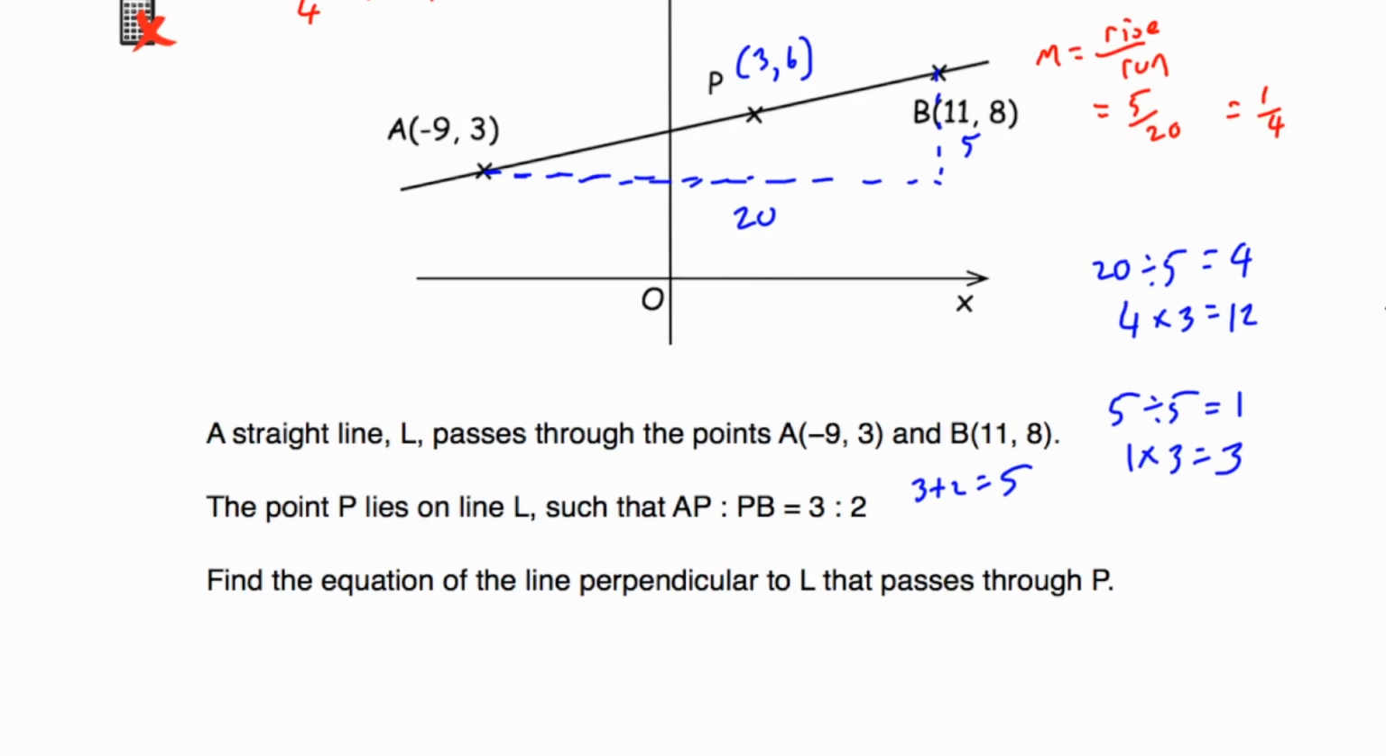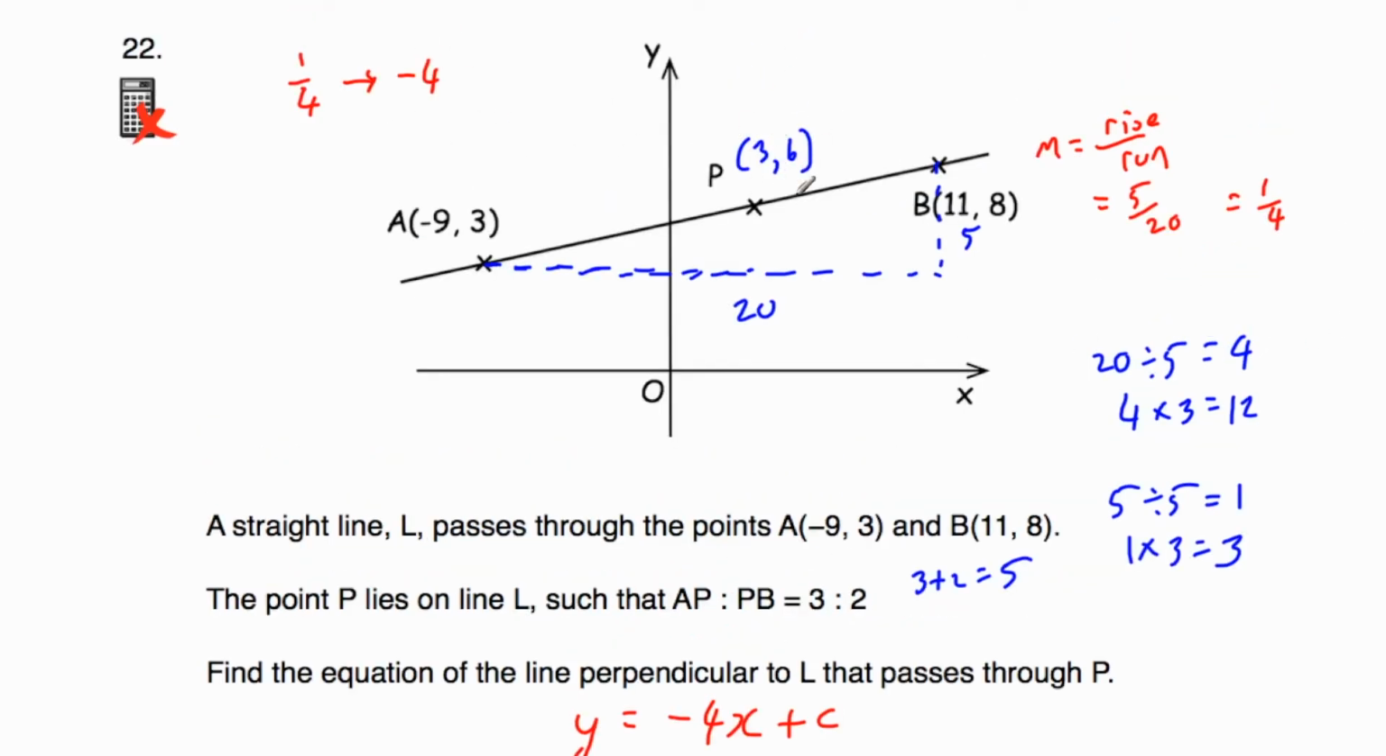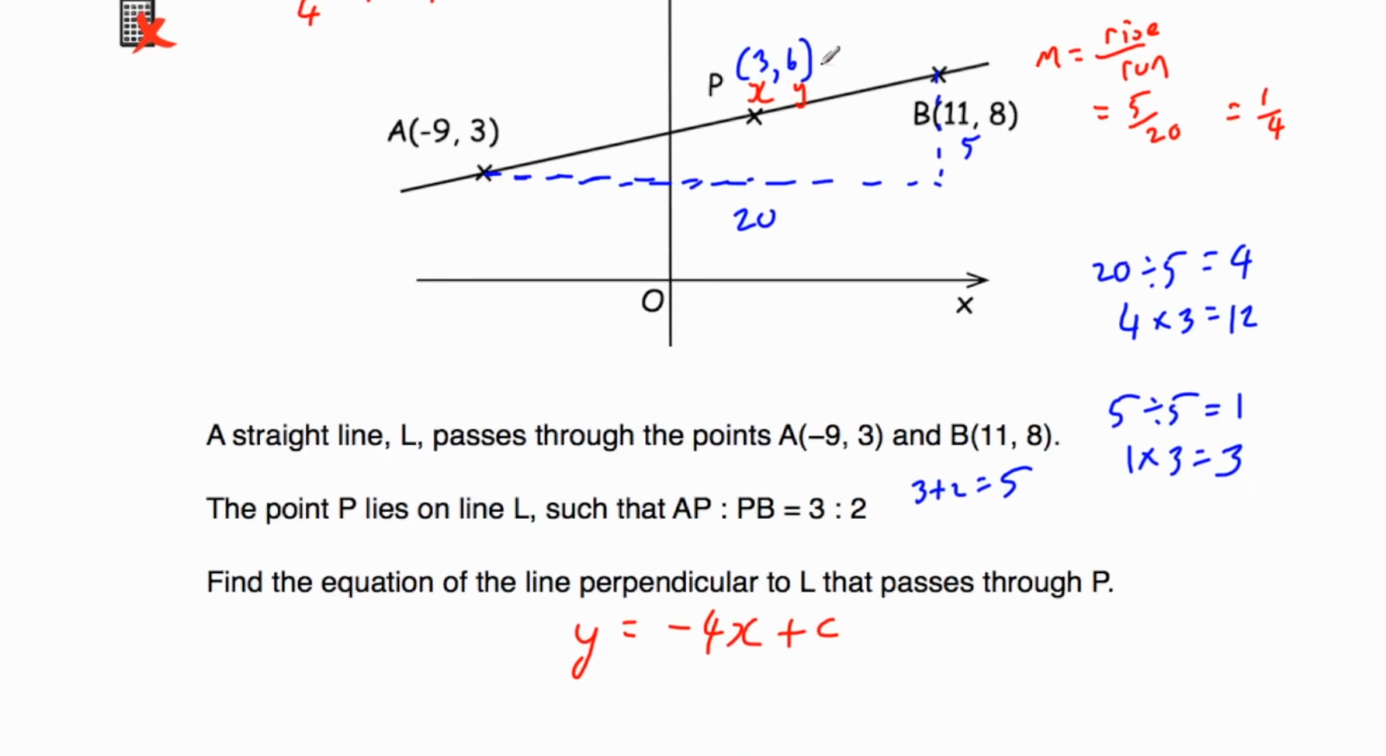So let's work out this equation. We've got y equals -4x plus c, because it's y equals mx plus c, and we know its gradient was -4, and it passes through the point (3, 6). So we know that x equals 3 and y equals 6, so we can substitute those in and find the value for c. So let's substitute those in and see what we get.